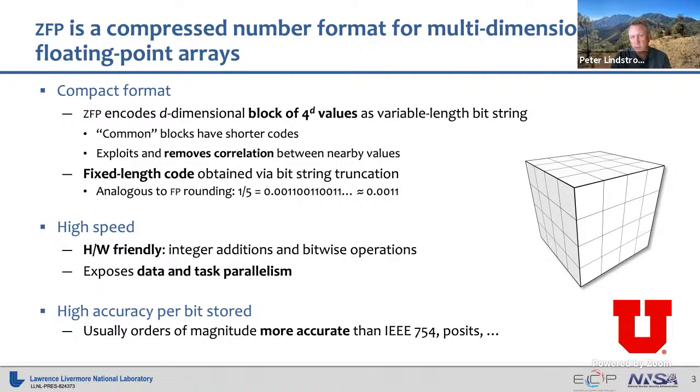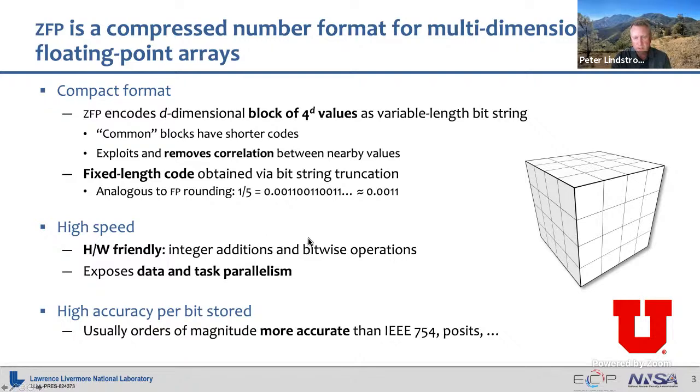So ZFP exploits the inherent redundancy or correlation between nearby values that we tend to see in applications such as PDE solvers, for instance. You can then also take these variable length bit strings, which tend to be difficult to work with, and convert them to fixed length format simply by truncating the array. That's very much similar to what you would do with a floating point number that represents a real, right? You would just truncate it to a fixed number of bits by discarding the least significant bits. And ZFP works very similarly in that manner.